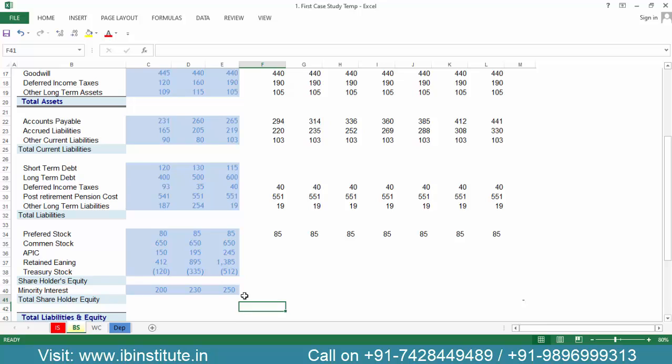The next item is equity. First is preference stock. We think it will remain constant. Common stock, additional paid-in capital, retained earning and treasury stock we will talk about in the next video.